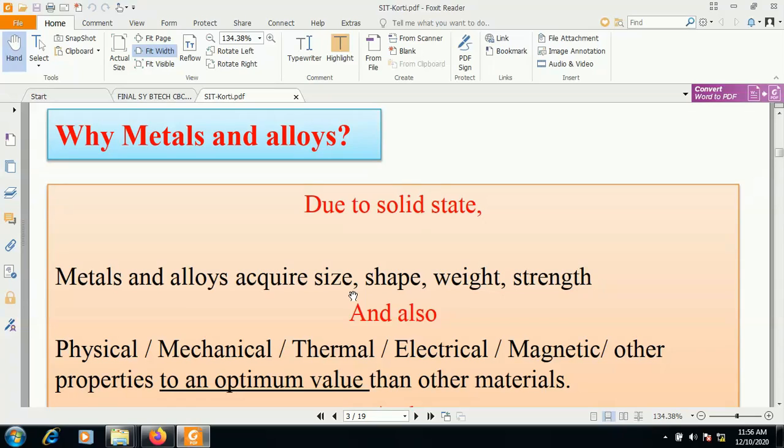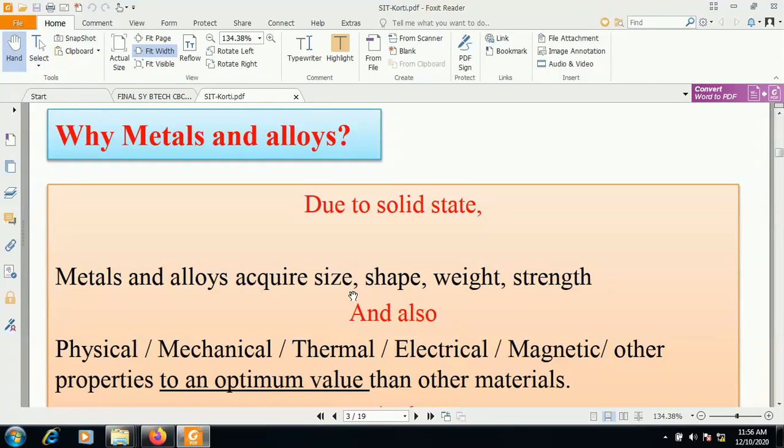Now why metals and alloys? Metals and alloys have different properties, that may be physical, mechanical, thermal, electrical, or magnetic properties. That's why at an affordable cost, you can process metals and alloys as compared to other materials like epoxy resins, thermoplastics, and thermosetting plastics. They have more cost and their durability is less. That's why metals and alloys carry very much importance in industry.